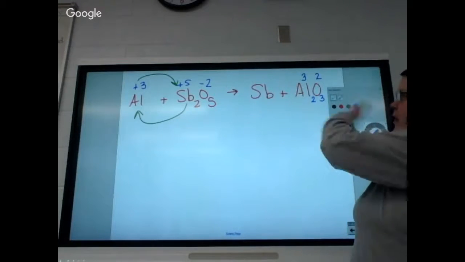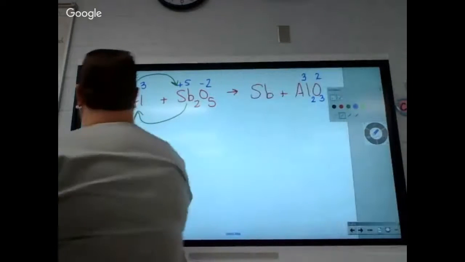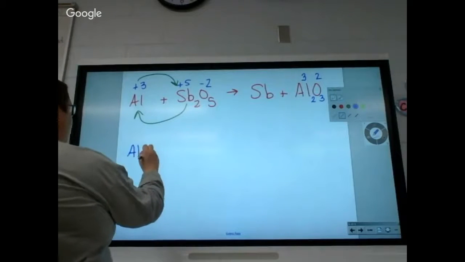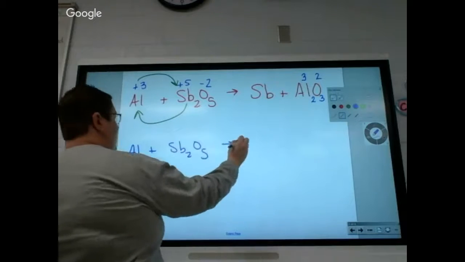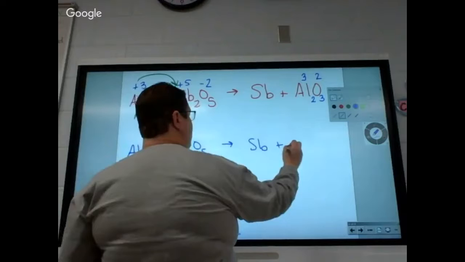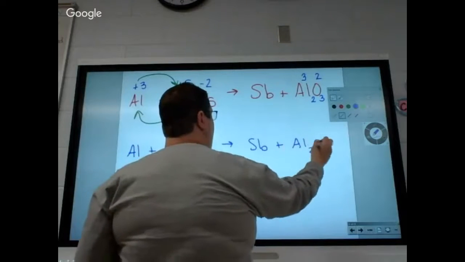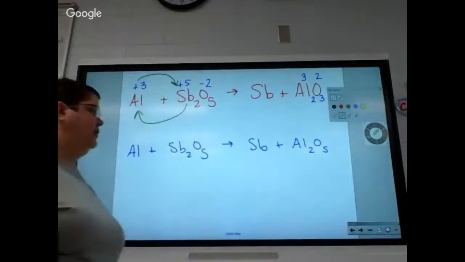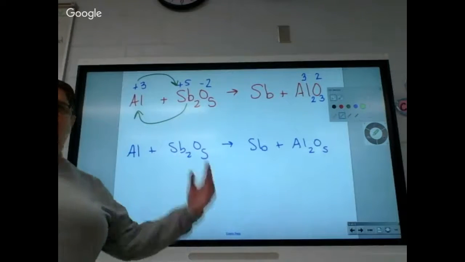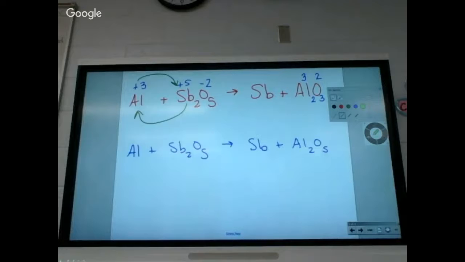Now, I can't work with all that up there. So I'm going to rewrite it. So Al plus Sb2O5 yields Sb plus Al2O5. Now, from there, I need to do what? I need to balance. Pick an element you want to balance with.